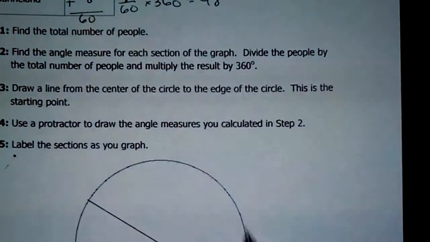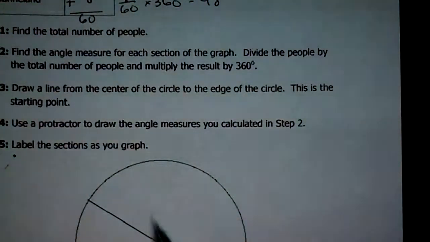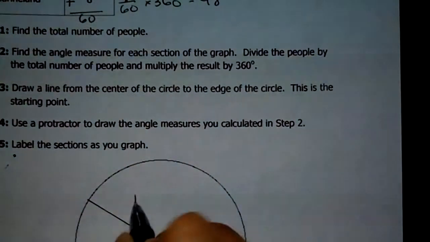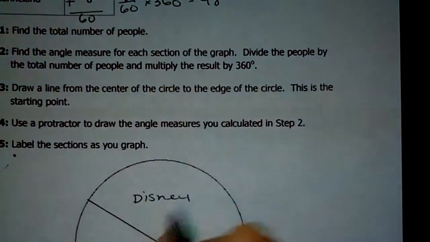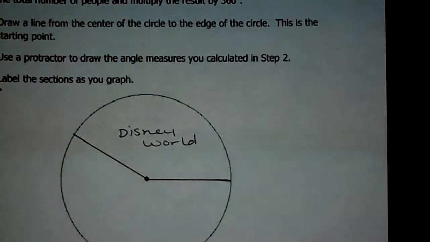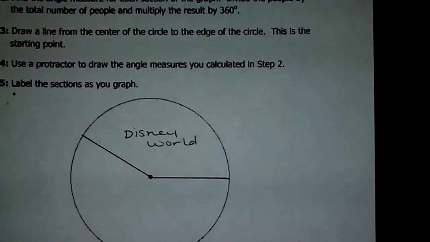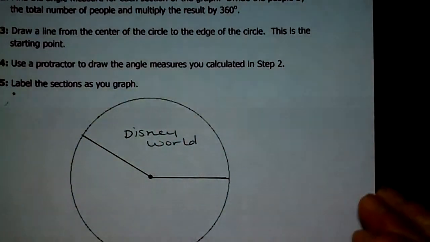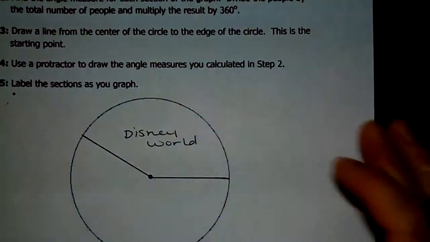This was my starting point. We measured on over, so this is 150 degrees. This represents Disney World. You don't need to write anything else in there. Just write Disney World. Okay, so the next one that we have is Busch Gardens. And Busch Gardens says 90 degrees.